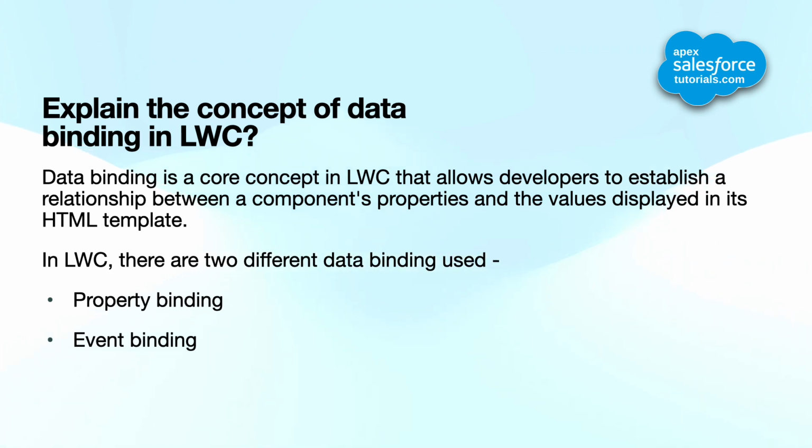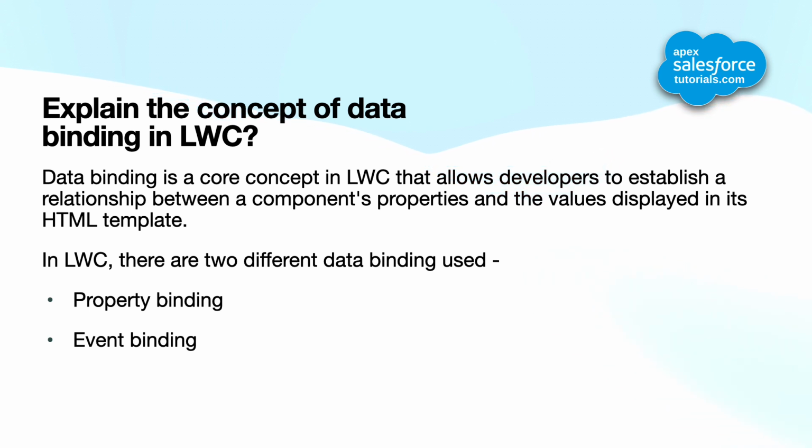First, we have property binding. This is where we link a component's property to a value in the HTML template using curly braces. For example, if we have a property called message in our component, we can bind it to an HTML element like this. Whenever the message property changes, the corresponding value in the HTML template updates automatically. It's like magic.